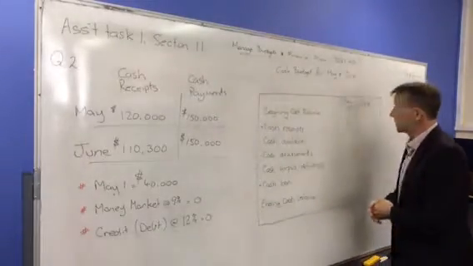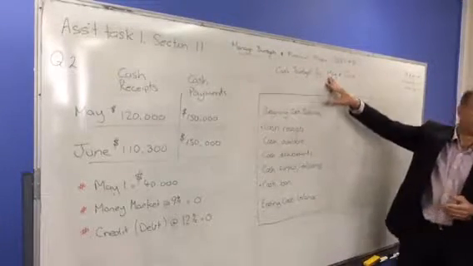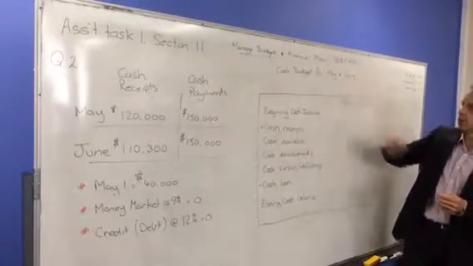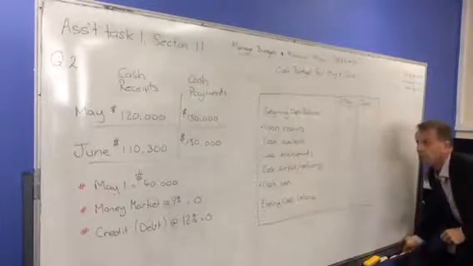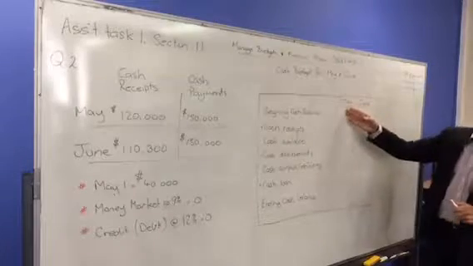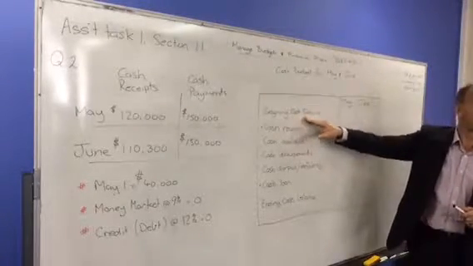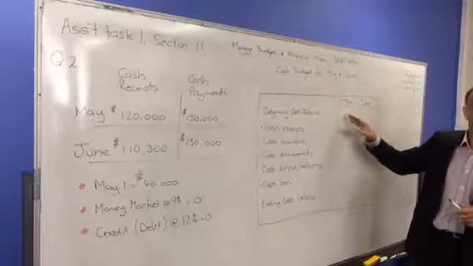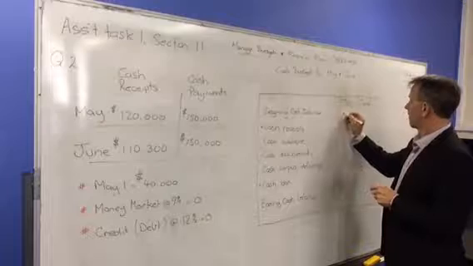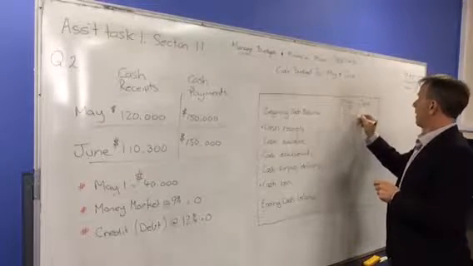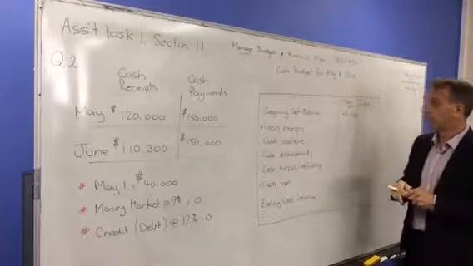So let's go through this step by step. What I suggest is laying out your cash budget for the months of May and June in this sort of format. We're looking at the month of May first. So what's the beginning cash balance at May? $40,000. And you might want to write this down in your notebooks as we go through, so you can remember it.